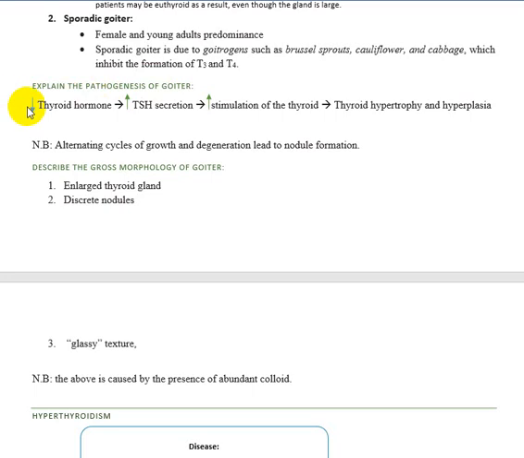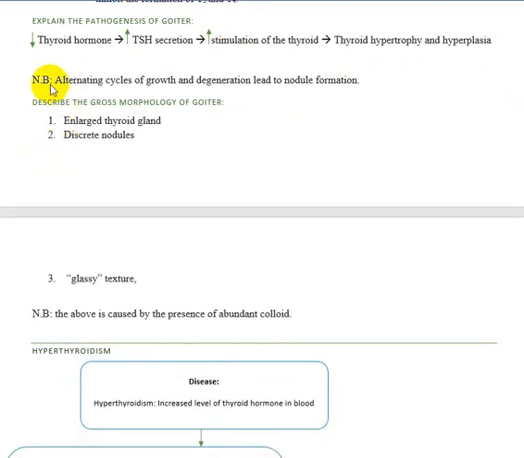Now the pathogenesis: decreased thyroid hormone causes less negative feedback to the pituitary gland, so there is increased thyroid stimulating hormone secretion. This causes increased stimulation of the thyroid gland and thus thyroid hypertrophy and hyperplasia. Nota bene, alternating cycles of growth and dissolution lead to nodules.